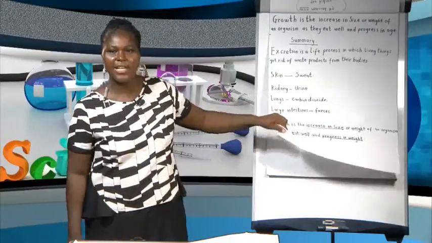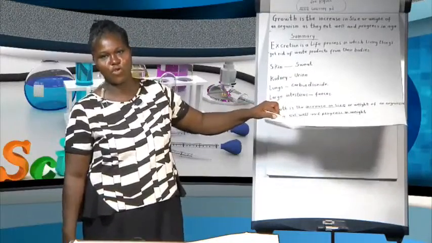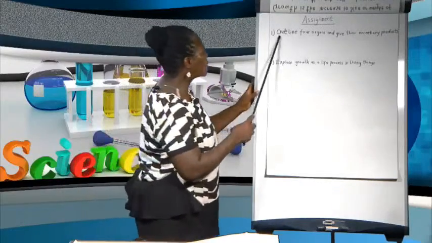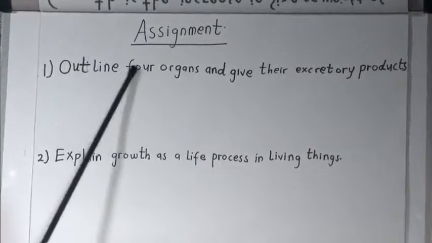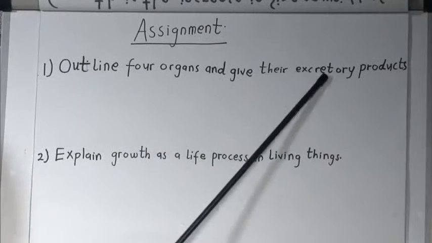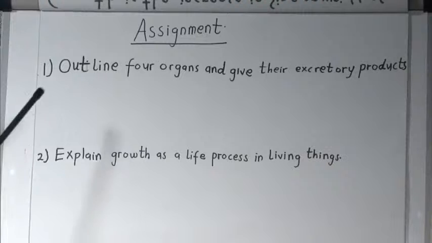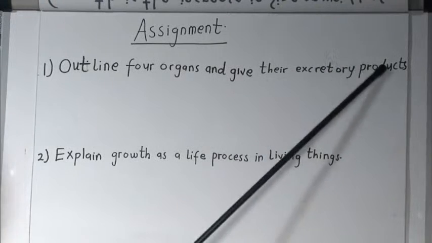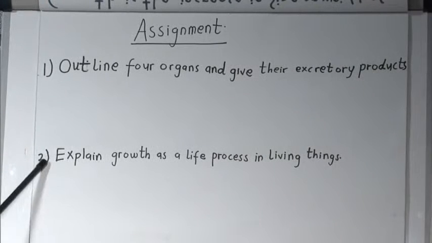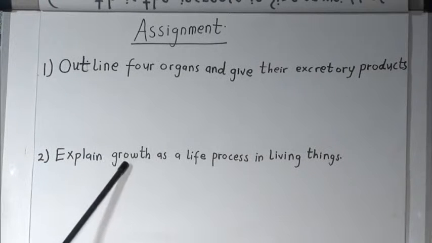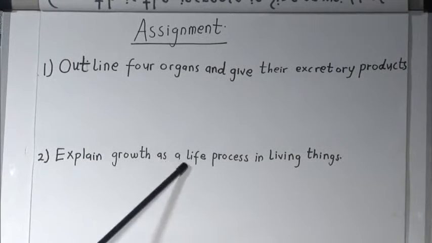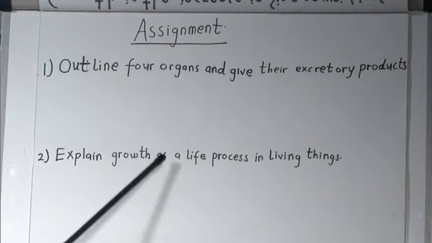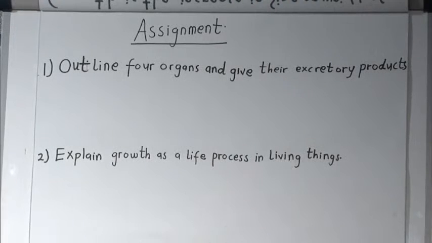Learners, let's look at our assignment for today. Assignments. 1. Outline 4 organs and give their excretory products. 2. Explain growth as a life process in living things.